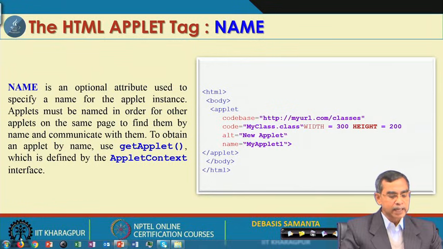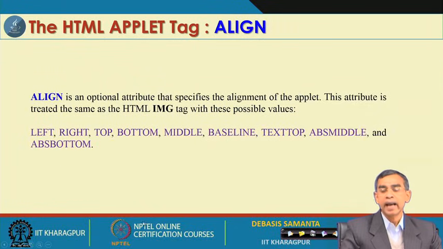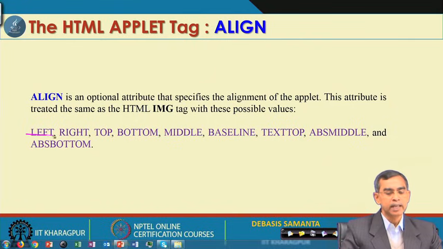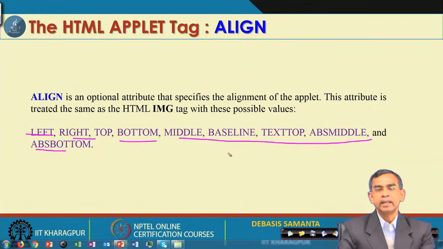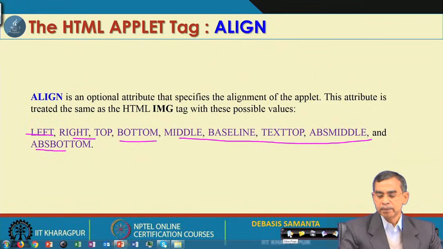Okay, so there are a few more tags. Align means you can view your applet in a particular position. For example, there are many positions: left, right, top, bottom, absolute bottom, whatever. There are many other specifications that you can mention so that the applet will be placed accordingly, whether on the left side, right side, top, bottom, absolute top, or top of some text.